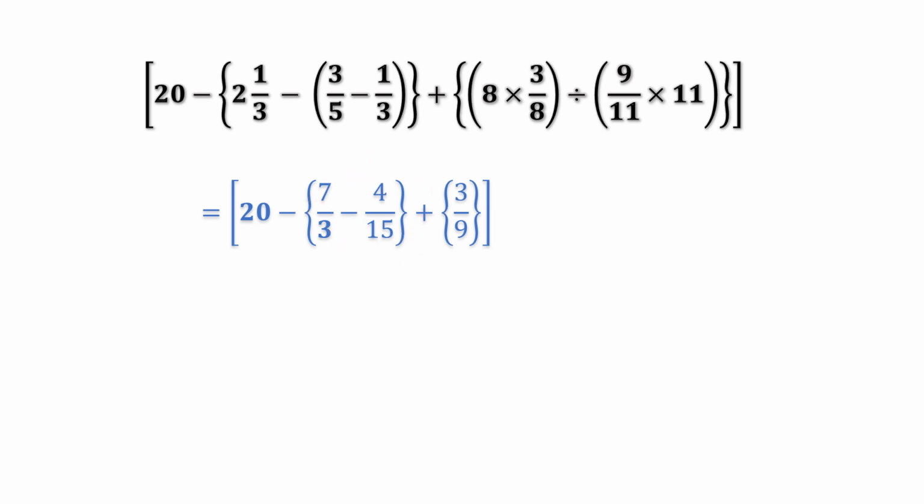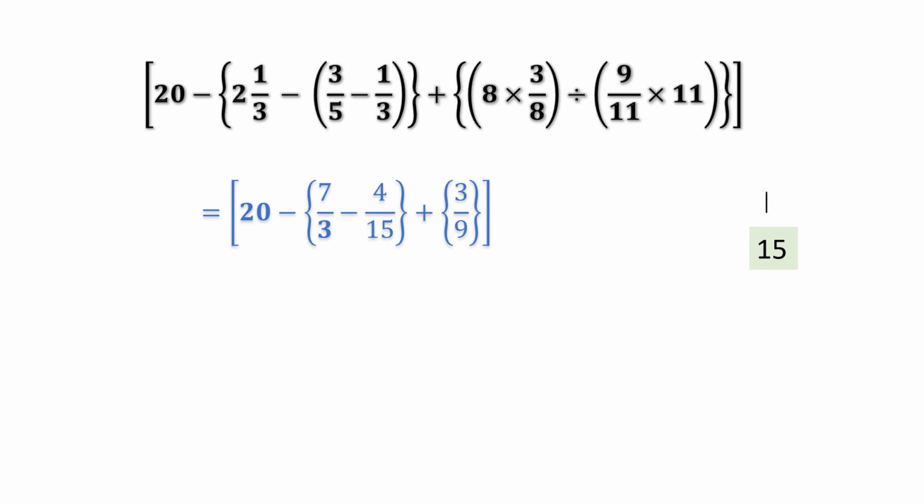So for doing fraction subtraction, what should we do? We should find out the LCM of the denominators. The LCM of the denominators are 3 and 15. So LCM of 3 and... there is a mistake. Let me correct it. LCM of 15 and 3, not 5 and 3. So what is the LCM of 15 and 3? It's 15.